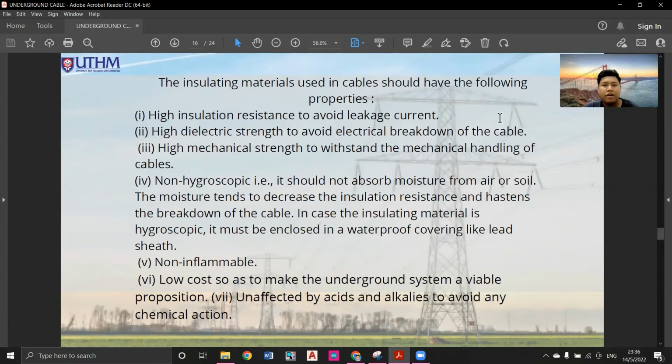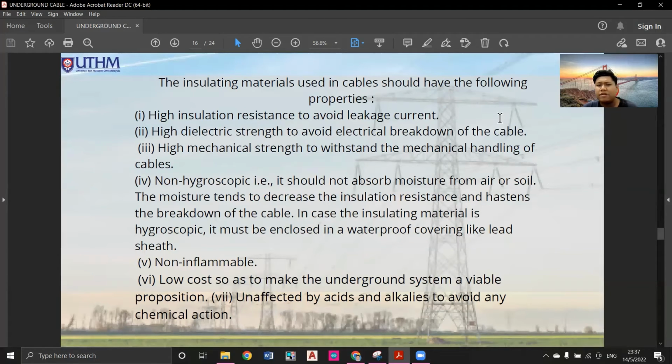So the underground cable is to transfer high voltage. So high dielectric strength is to make sure the electricity delivered from the receiver to the consumer does not cause breakdown of the cable. Then high mechanical strength to withstand the mechanical handling of the cable. High mechanical strength is more about the compactness of the cable. The mechanical strength is for the outside of the cable. We need to make sure nothing easily damages it.